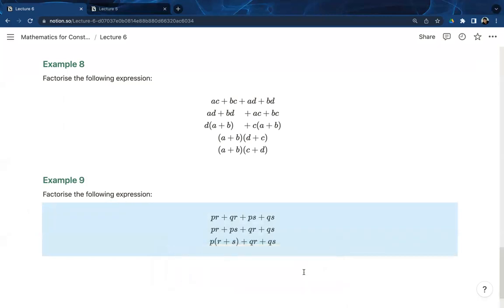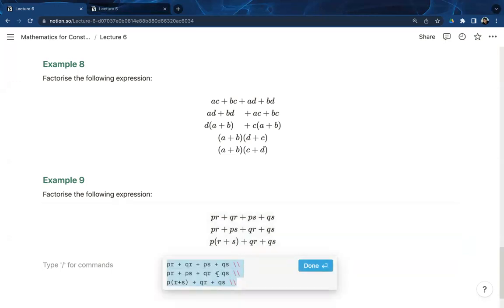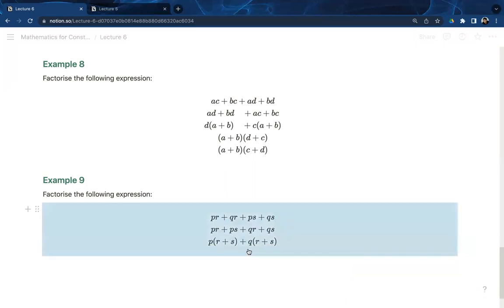Okay, so this is my first step. I factorize these 2 terms here, so I have P into R plus S. The second 2 terms could also factorize to get Q into R plus S. I factorize these 2 terms here. Now I have 2 terms. I don't have 4 terms again, I have 2 terms. This is one term here, and there's a next term here.